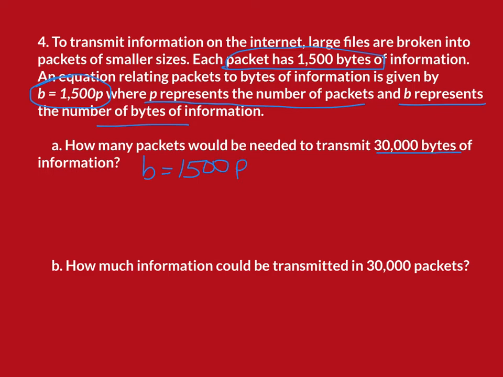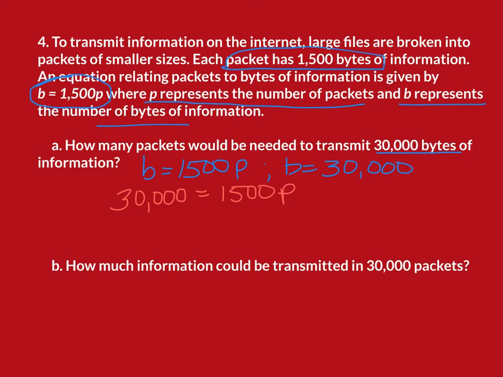This is 30,000 bytes. So that means they've given us B, so we know that B is equal to 30,000. All we need to do now is substitute in. Every time we see a B, we write 30,000. So that is going to be 30,000 equals 1,500p. Well, how do we solve that?